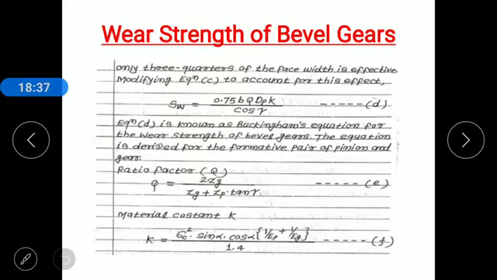Sw is equal to... here 3/4 means 0.75, because that 3/4 face width is effective to transmit the load. That's why that equation is again modified, and we get an equation of wear strength in the case of a bevel gear. Sw is equal to 0.75 b Q D'p into K divided by cos gamma. Consider equation D. Equation D is known as the Buckingham equation for the wear strength of the bevel gear.